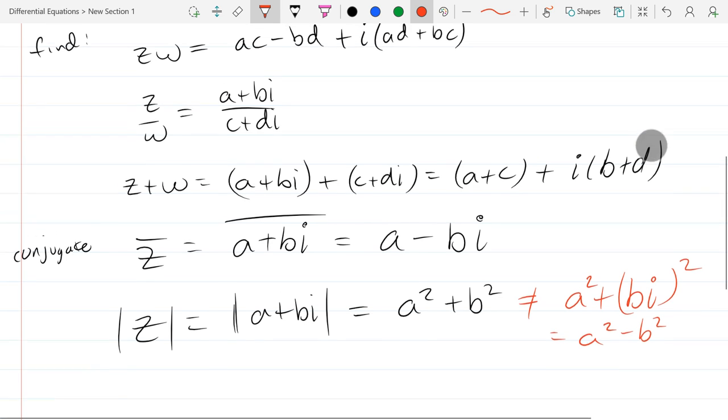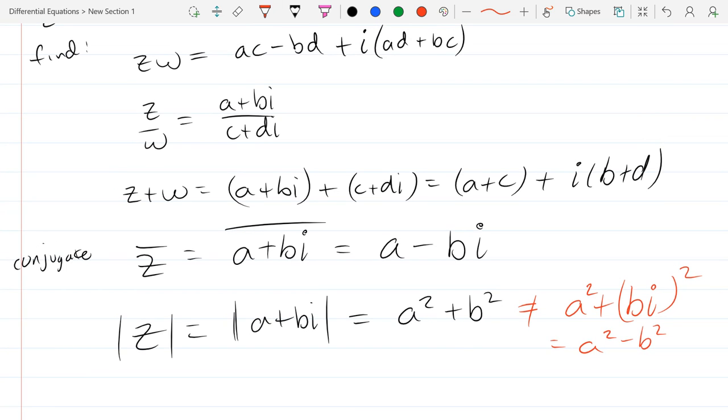Okay. And this is the square root over that, right? The a squared plus b squared? Square root. Oh, yeah, no, it's definitely square rooted, yeah.